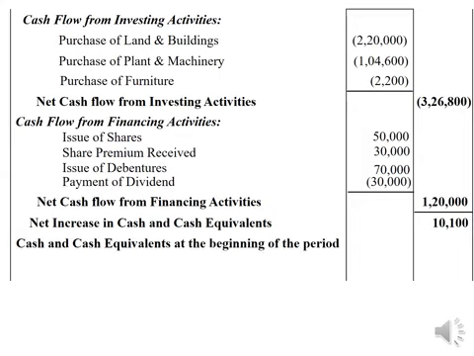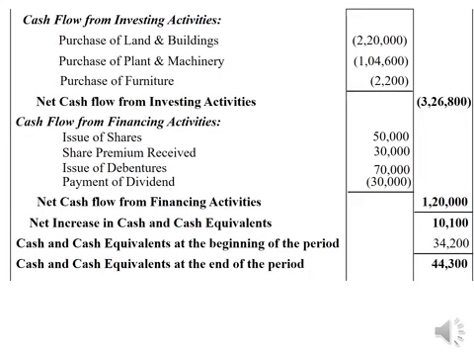Adjust it with the opening balance of cash and cash equivalents, rupees 34,200. You will get the closing balance of cash and cash equivalents, 44,300. So this is the solution for the problem. Hope you understood the solution. If you are taking down this solution in your notes, please pause the video and take down.